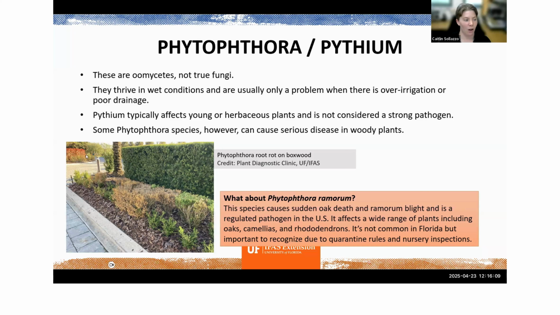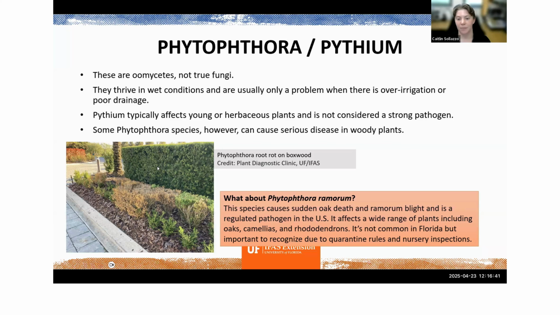And this is an example on boxwood. And one thing that I like to point out with this picture is when you have diseases, a lot of times certain species are more susceptible than others. So in this case, we have a perfectly healthy podocarpus hedge, and then we have these boxwoods that are infected with Phytophthora. So that's a clear sign that there might be a disease issue going on because one is susceptible and the other isn't.